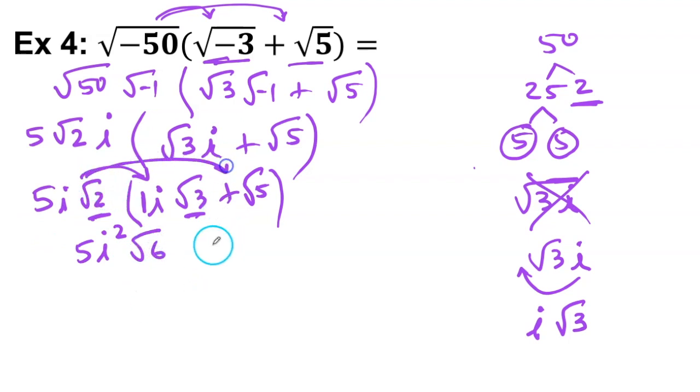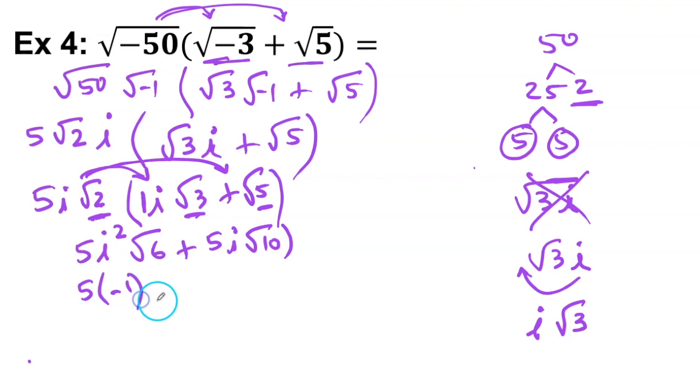Next, plus 5i square root 2 times square root 5. There's nothing on the outside. Technically you have a 1. So 5i times 1 gives you 5i. Inside with inside, that's going to give you square root 10, close parenthesis. Oh, well, technically there's no need for the parentheses anymore. So let's get rid of this i squared. So that i squared becomes negative 1, the square root of 6. Nothing that I can do here, so I just rewrite it.